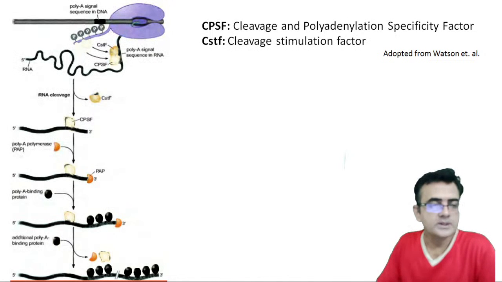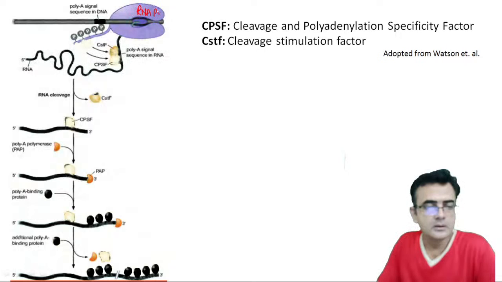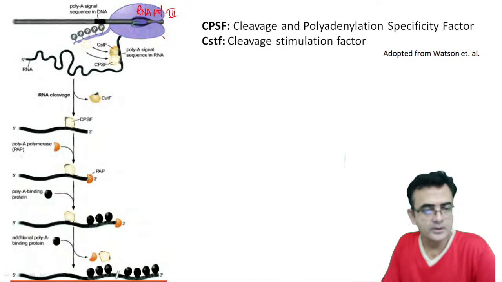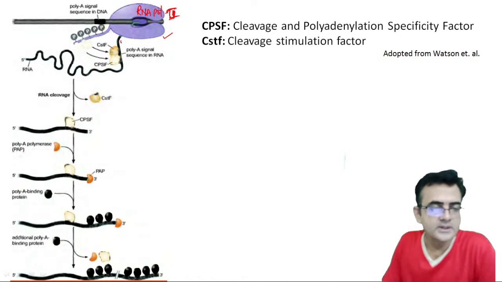So what is this here? This is the RNA polymerase 3. This is RNA pol 3, right? And here many more factors. This is the eukaryotic system. Eukaryotic RNA polymerase 2 you see here, right? RNA polymerase 2. And here the transcript is there. They are inside the nucleus.